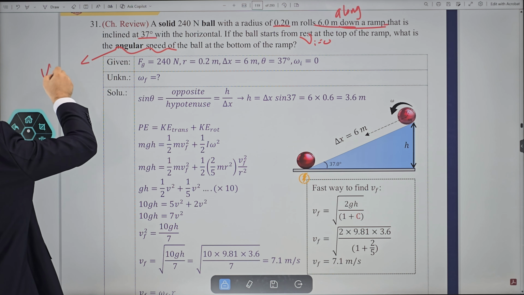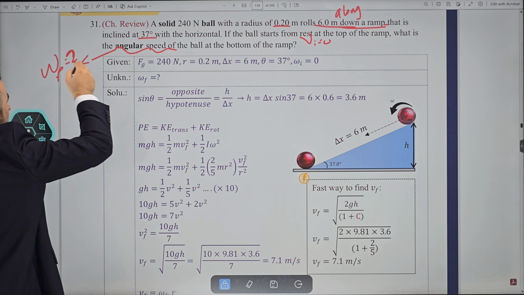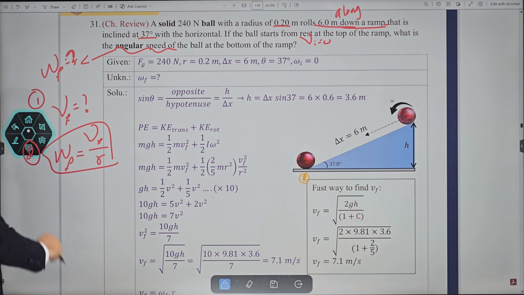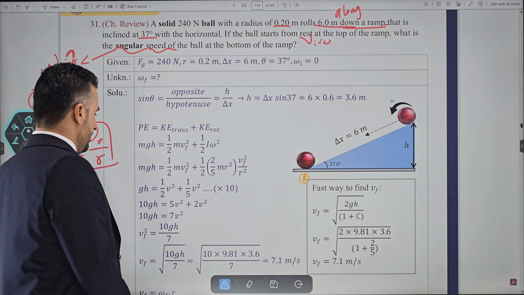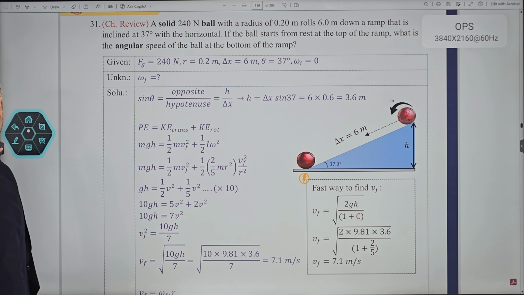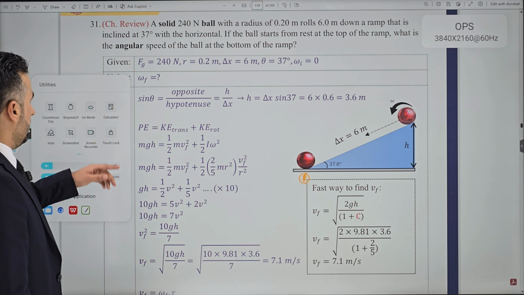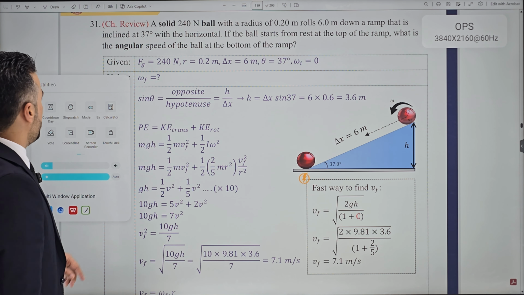So find omega final. But first we said we always try to find V final, right? If you find V final, then clearly you can find omega final, because omega final is equal to V final divided by the radius here. So this will be the first step, and this is going to be the second step. So let's just solve this question together. But remember these steps in here. All right, so let's try it.